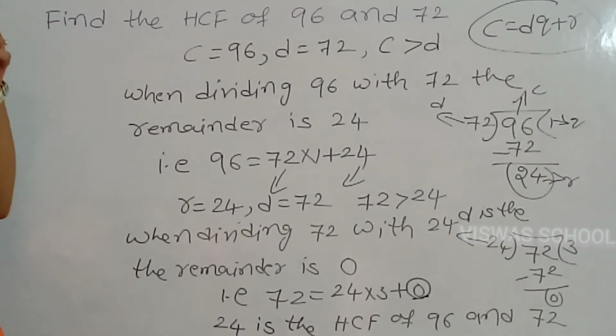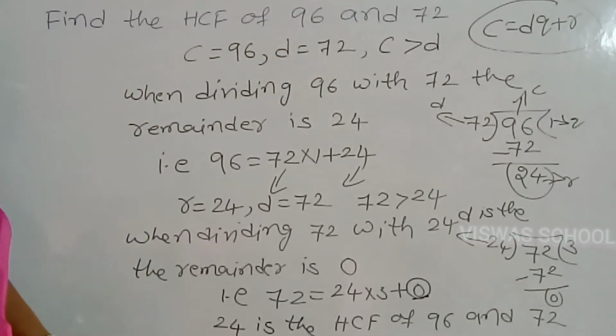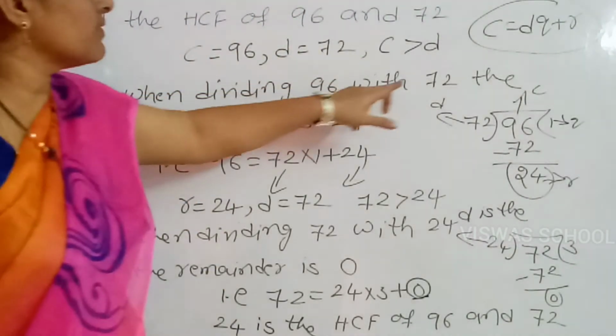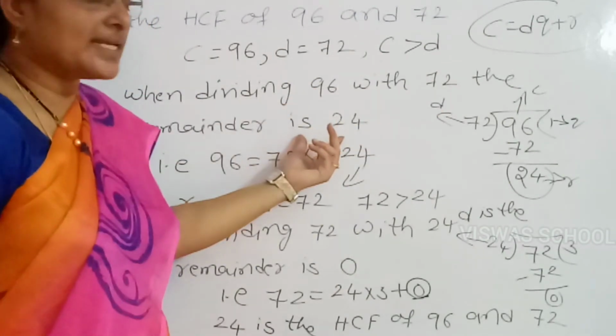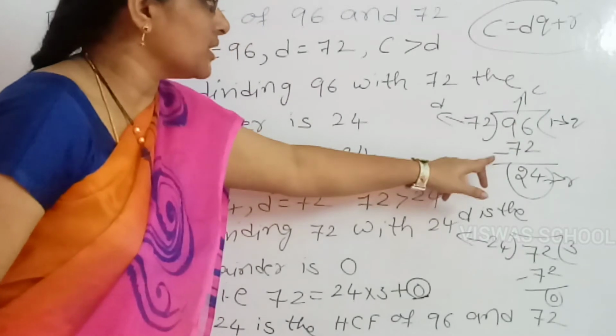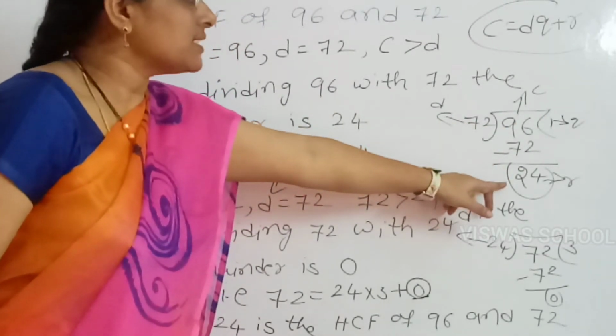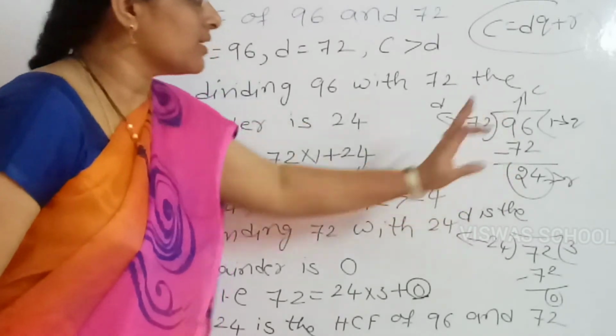Once again let us see. Here C equals 96 and D equals 72. When dividing 96 by 72, the remainder is what here? 24. That is, 72 ones are 72. When you subtract 72 from 96, here the difference is what? 24. This is the remainder.